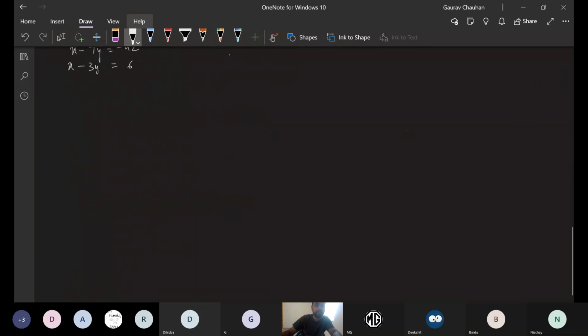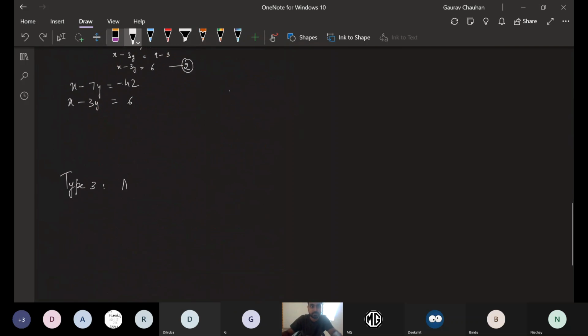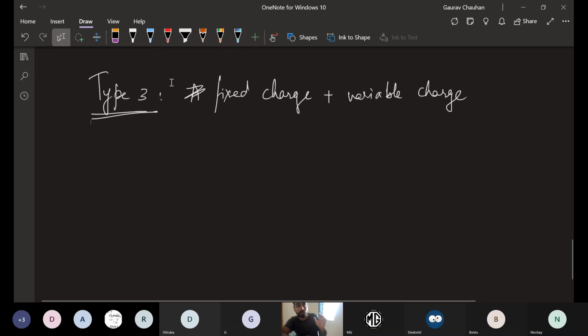Moving on to type 3. Type 3 is fixed charge plus variable charge. Fixed charge plus variable charge. Interesting. This is a new type. We have not seen questions like this before. So I want you to pay proper attention here.